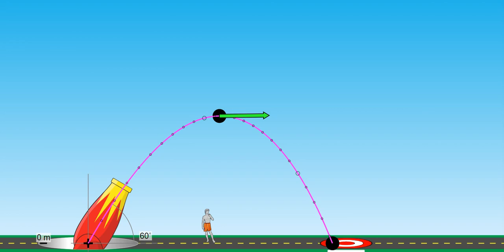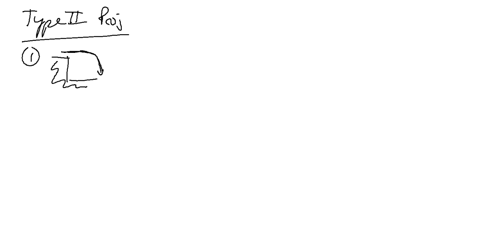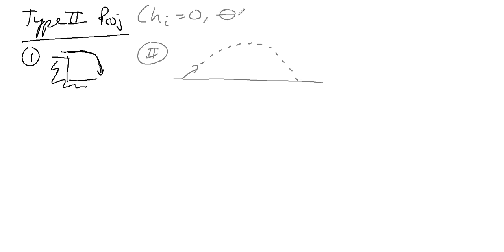Okay, so let's go back to the other screen and map this out for a type 2 question. A type 1 question, we had that. A type 2 question is basically shooting like this, going up like this, and coming back down. So if we look at type 2 projectile questions, the initial height is going to be equal to 0, and the initial angle is not going to be equal to 0. And that's basically what I like to call type 2.